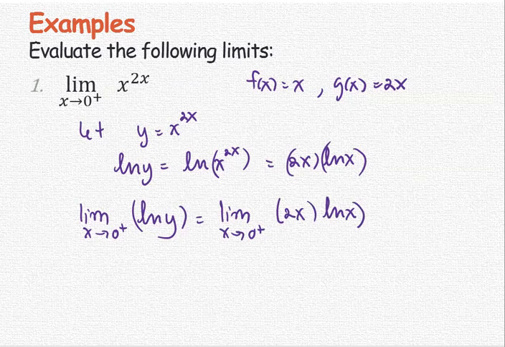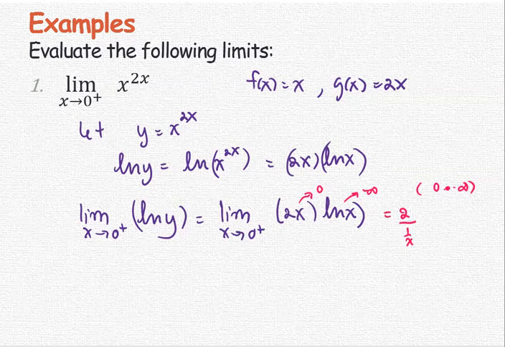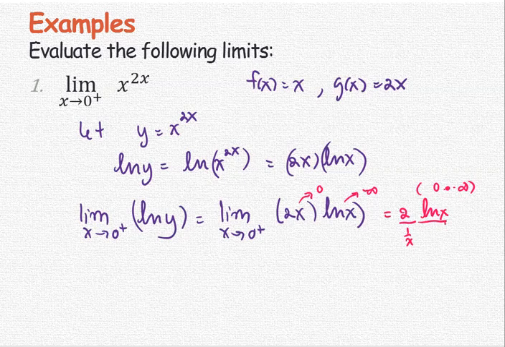Check the value as x approaches 0. The 2x approaches 0. The natural log x approaches negative infinity. This time we have the product indeterminate form. Now we are going to change the product into the quotient. The 2x can be rewritten as 2 divided by 1 over x, multiplied by log x. That means we can find the limit of the equivalent expression, 2 times natural log x divided by 1 over x, as x approaches 0 positive.